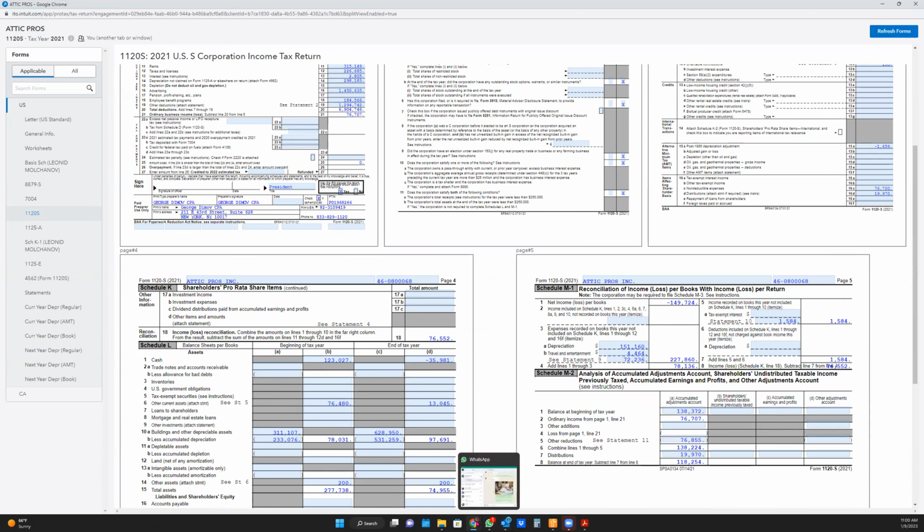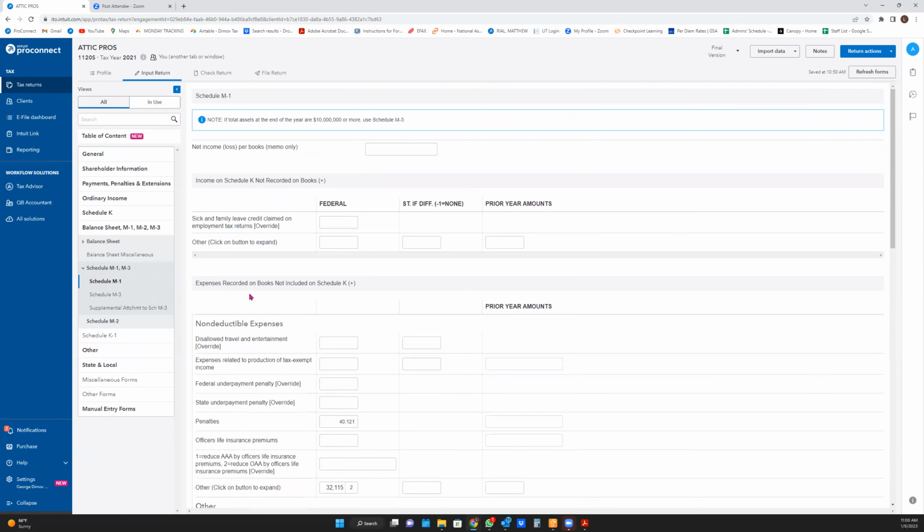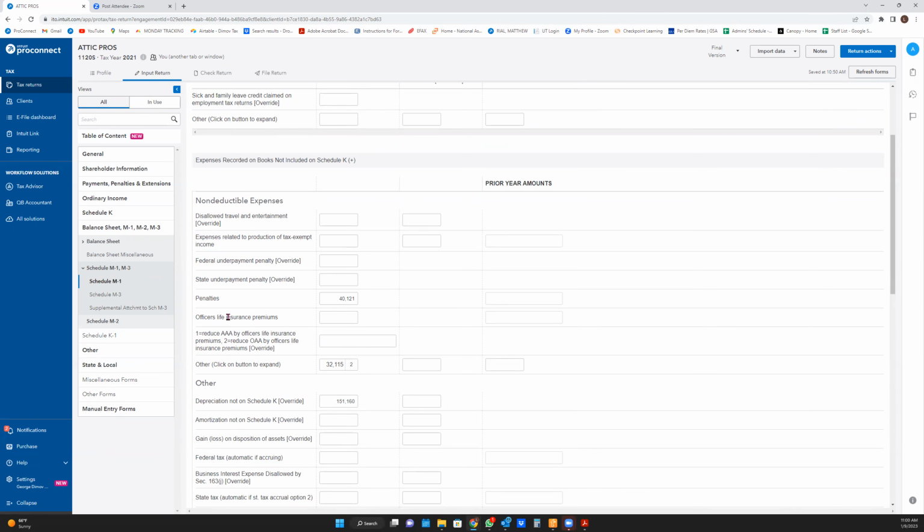So whatever we are adjusting is going to go on Schedule M1. Okay, Schedule M1. For example, what is not deductible on the tax return? You're going to see expenses recorded on books, not included on Schedule K. Schedule K, that is the net that's going to be shown not only on the tax return, but also distributed to the shareholders. So technically speaking, all it's saying, expenses recorded on books, not included on, literally you can just say tax return, just for simplicity. First of all, penalties.